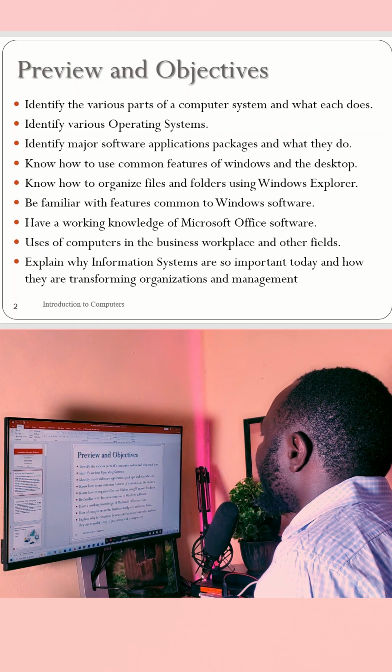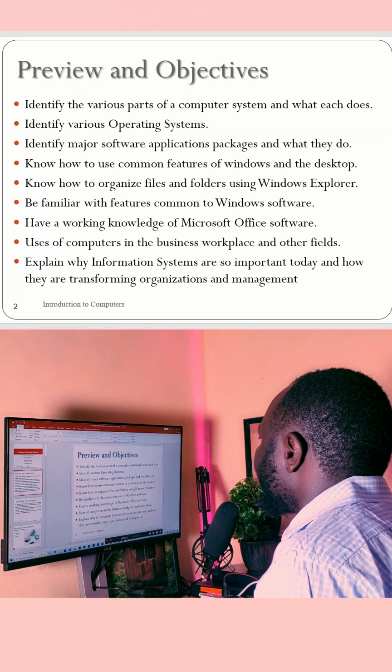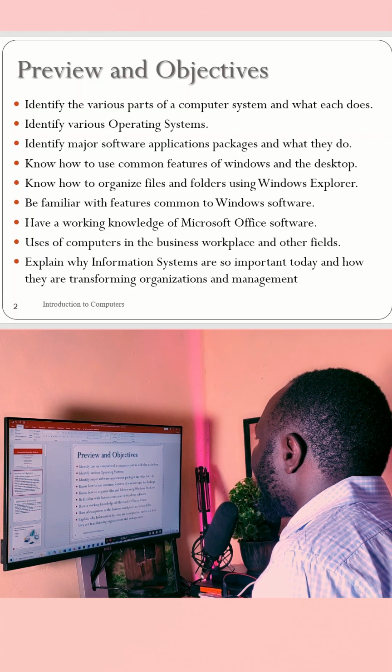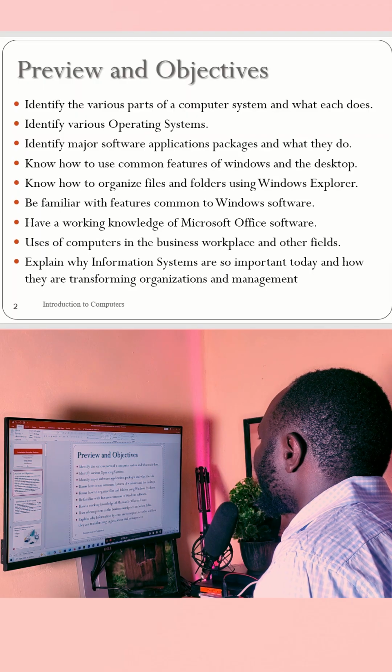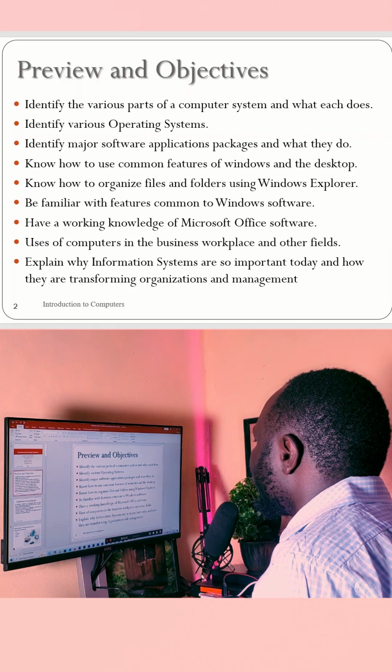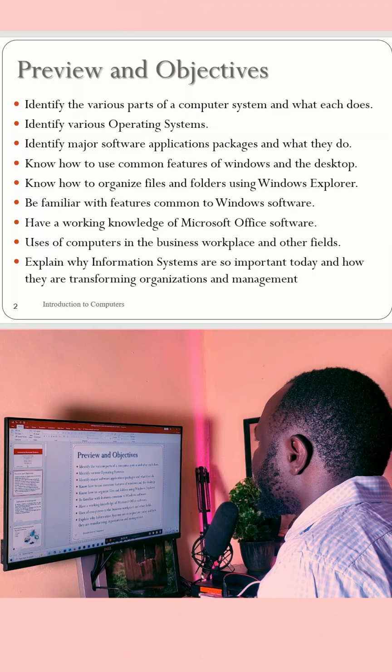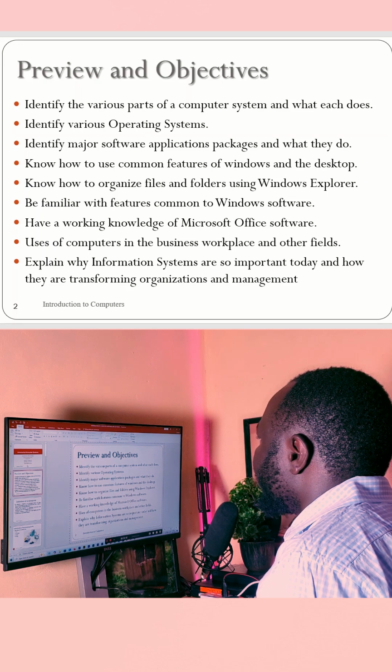Identify major software application packages and what they do. Know how to use common features of Windows and the desktop. Know how to organize files and folders using Windows Explorer. Be familiar with features common to Windows software. Have a working knowledge of Microsoft Office software. Uses of computers in the business, workplace, and other fields. Explain why information systems are so important today and how they are transforming organizations and management. These are some of the areas we are going to look at as far as this course unit is concerned.